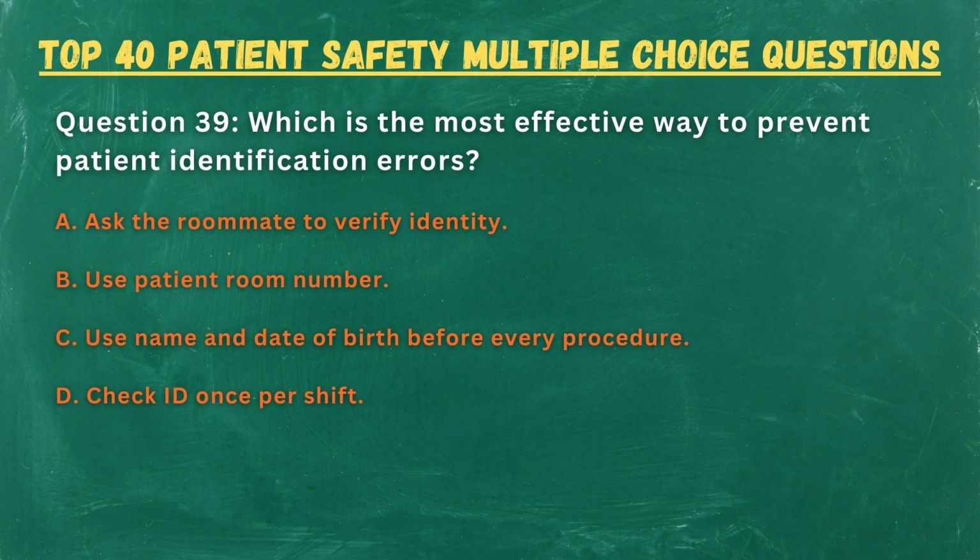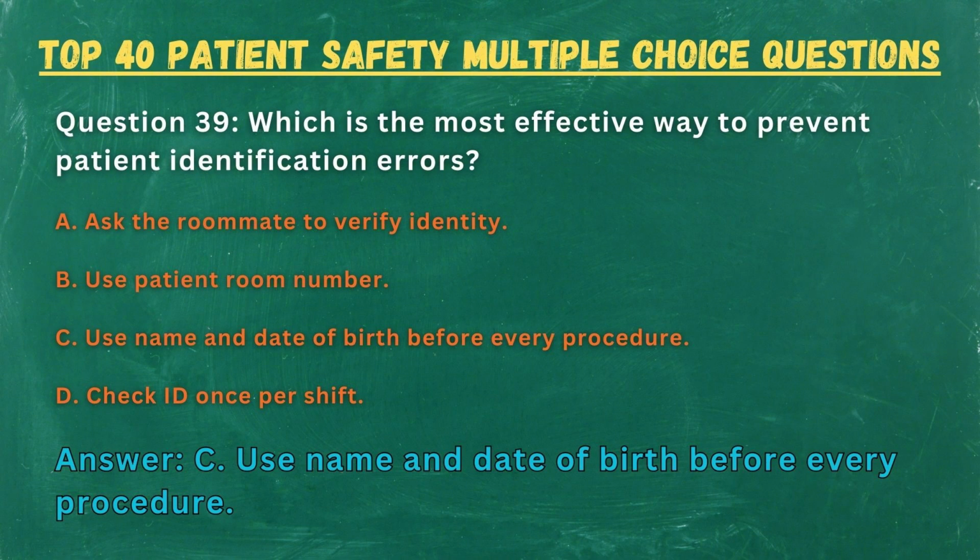Question 39. Which is the most effective way to prevent patient identification errors? A. Ask the roommate to verify identity. B. Use patient room number. C. Use name and date of birth before every procedure. D. Check ID once per shift. Answer: C. Use name and date of birth before every procedure.